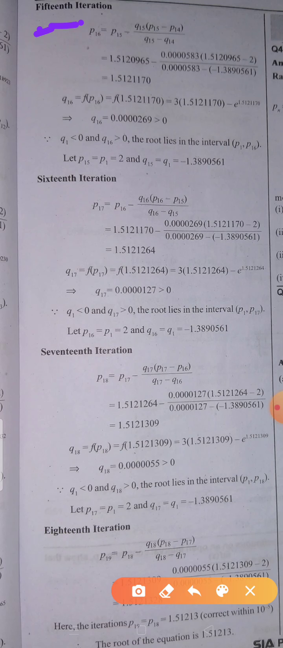1.5121170. Q16 is equal to f of P16, which is f of 1.5121170, equal to 3 into 1.5121170 minus e power 1.5121170. This implies Q16 is equal to 0.40269. This is greater than 0. Since Q1 less than 0 and Q16 greater than 0, therefore the root lies in the interval P1 comma P16. Let P15 is equal to P1 is equal to 2 and Q15 is equal to Q1 is equal to minus 1.3890561.